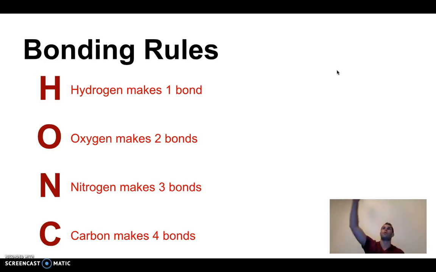And so you can kind of remember hydrogen's the first letter, so one bond. Oxygen, second. Nitrogen, third. Carbon, fourth. Okay, so let's show an example of this in terms of what I mean by it.